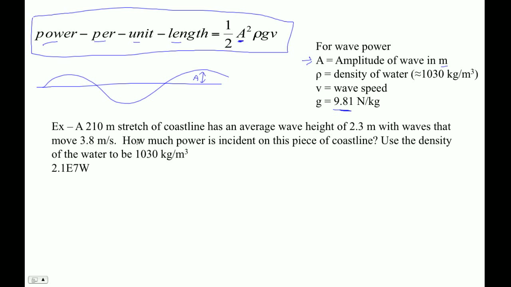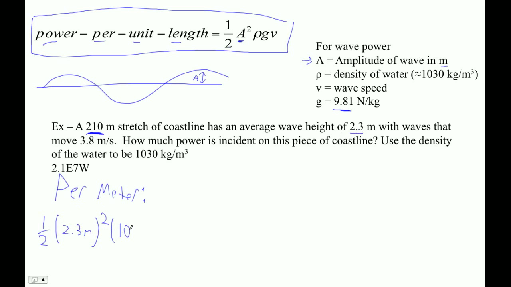Okay, so let's see. 210 meters. This question asks about 210 meters of it. This formula will give us the energy for 1 meter, and we'll multiply by 210 to get the energy for 210 meters. So per meter, our energy is 1/2 times the amplitude, not the area, but the amplitude, which is 2.3 meters. You've got to square that, right?